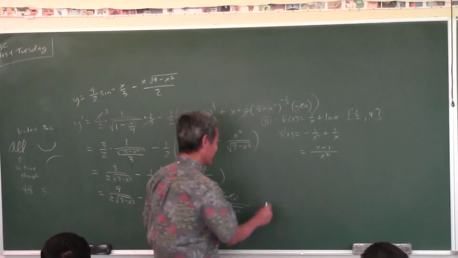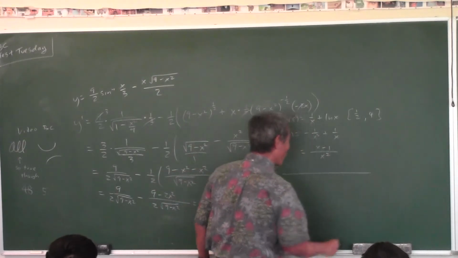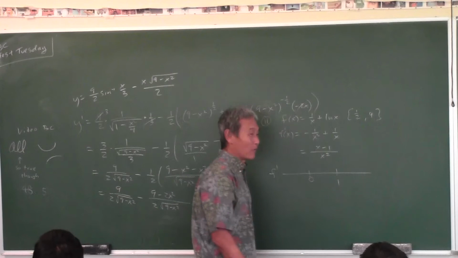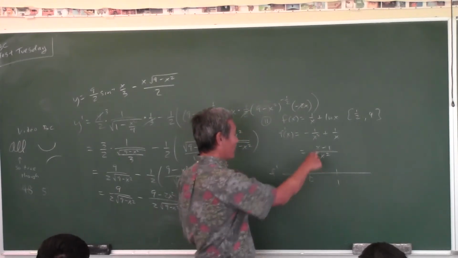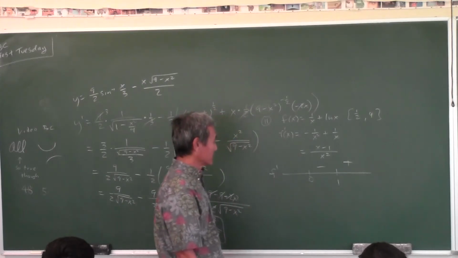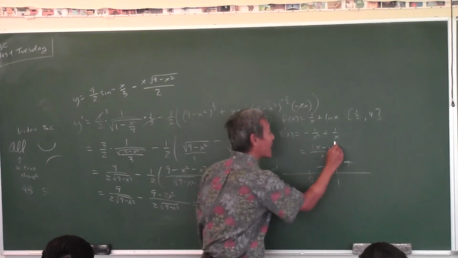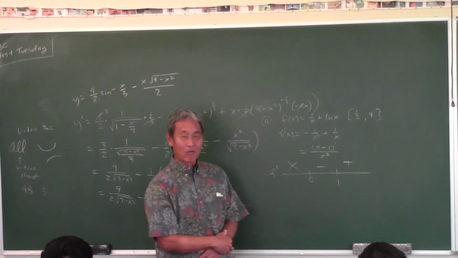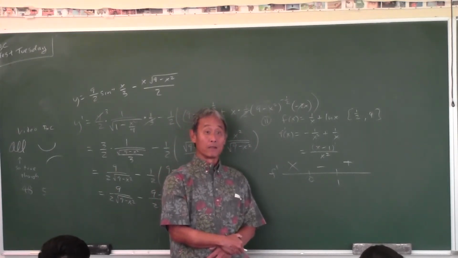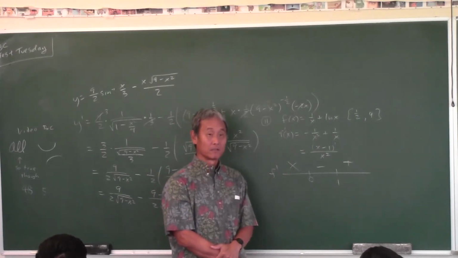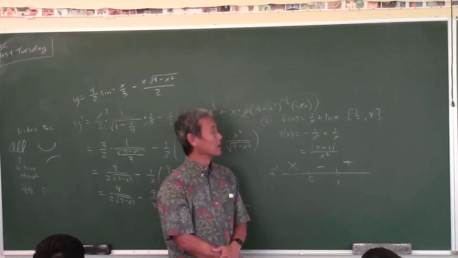Make a number line. What goes on the number line? 0 and 1. Think of a number bigger than 1. 2. Plug it in. 1.5. Positive over positive is positive. How do I know it alternates? Because that's an odd power. Or how about plug in 1/2? And then we don't need to test that one. Somebody tell me why. Why don't I have to test the number over there? Because it's not in the range.